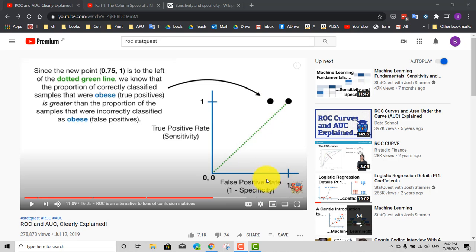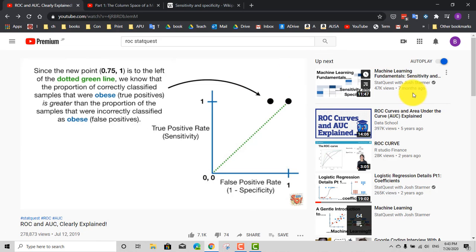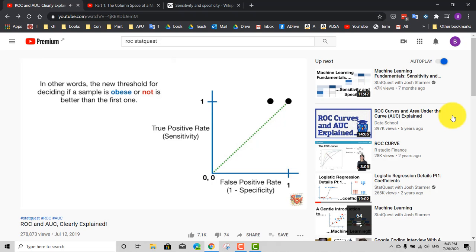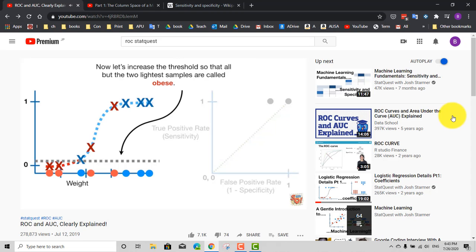But it does lower this. When this is large, this is bad. So it makes this smaller, which is a good thing, and it doesn't make the other smaller, so we don't have to worry about balancing the change in this and the change in this. It doesn't change this, and it does reduce this one. So this is definitely a better threshold. The threshold that gave us this dot is definitely better than this. In other words, the new threshold for deciding if a sample is obese or not is better than the first one.